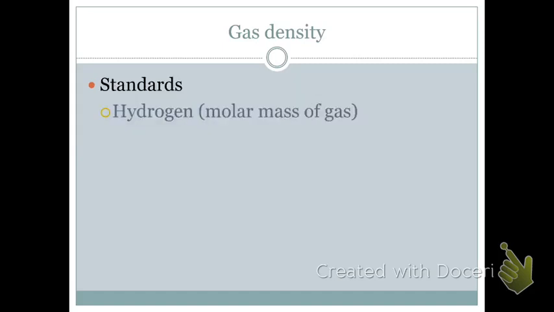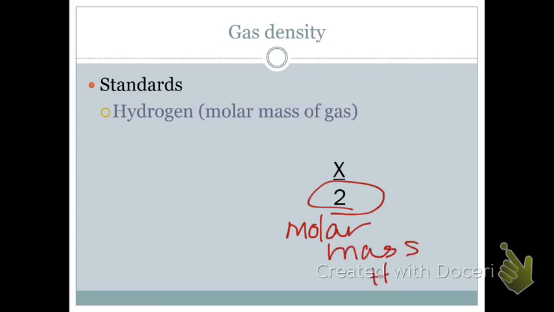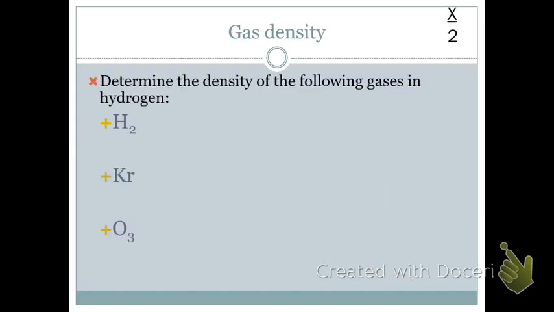So let's look at the first standard, for hydrogen. The standard for hydrogen is that whatever the molar mass of a gas is, we're going to divide that by 2, because the molar mass of hydrogen is equal to 2. So we're doing a comparison, or what we call a ratio. Let's look at some gases. Hydrogen itself, in the presence of hydrogen, is 2 divided by 2, which is equal to 1. That means it would hang suspended.